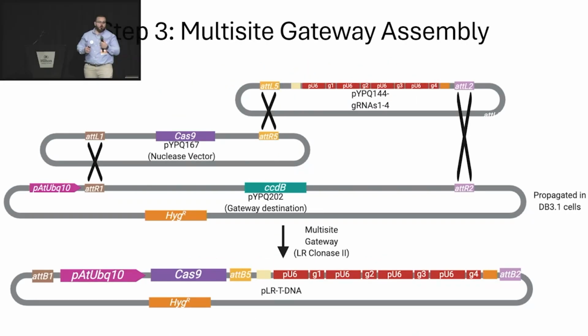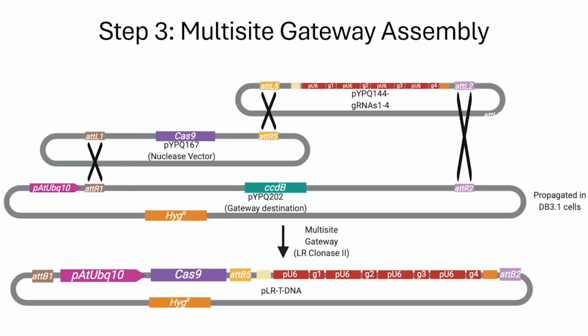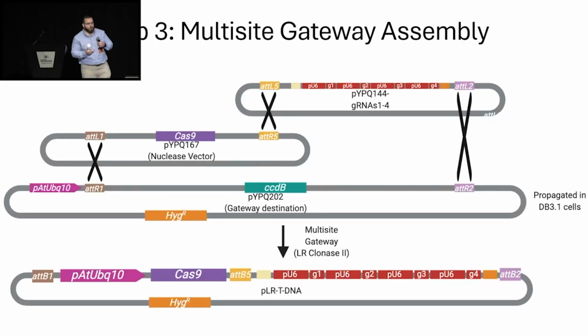And then finally, we've gone through the steps of creating our guide RNA entry clones, right? So with 4 guide RNAs, that would be this vector at the top, PYPQ 144, harboring guide RNAs 1 through 4. And then we have 2 other vectors that we need to combine into constructing this final tDNA expression clone. The first would be the nuclease vector. So in this example, I'm just using Cas9, and we all love Cas9. It's the most efficient Cas nuclease. So this vector is called PYPQ 167, and I'll show the Addgene deposited vectors here in a moment.